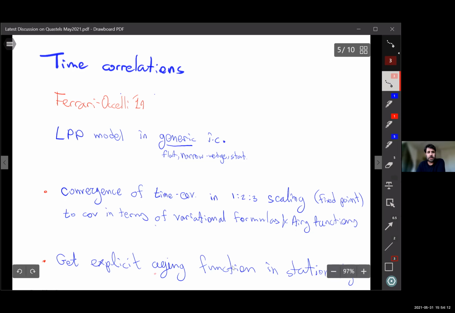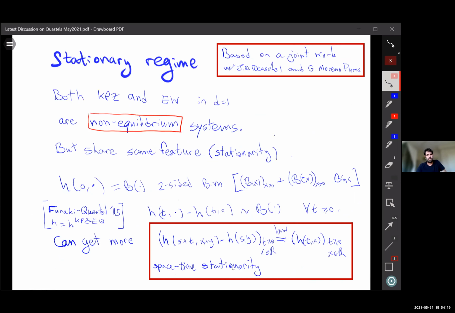And in particular, they managed to get an explicit aging function in the stationary case. And I will explain very soon what I mean by that for different models. So my talk is based on a joint work with Jean-Dominique Deuschel and Gregorio Moreno-Flores, where we considered these models in the stationary regime only. And what is nice about the stationary regime is that you can reduce yourself to understanding of the one point function.